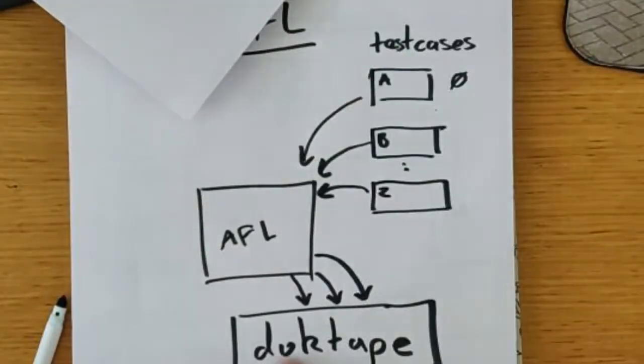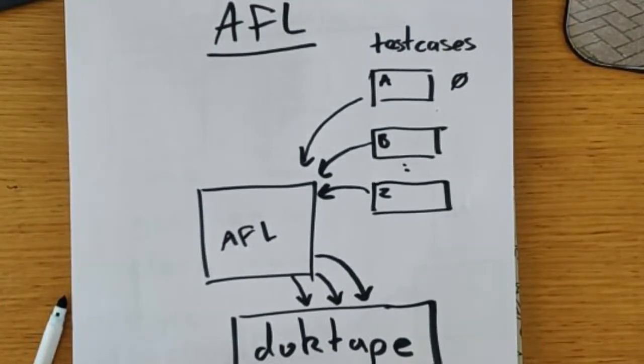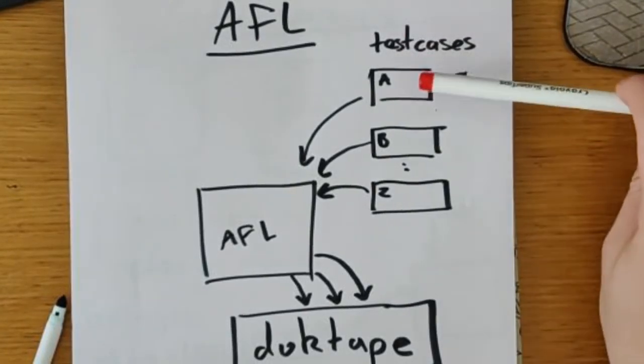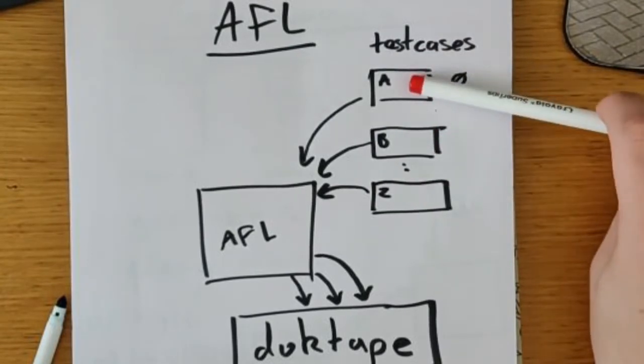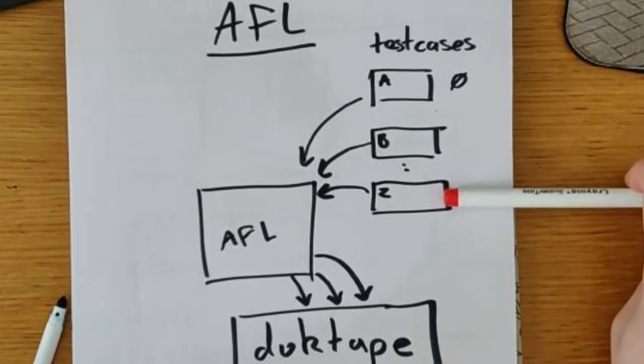I forgot to mention that Duktape is a JavaScript engine processor. I think it's meant to be really small, and I see it a lot in IoT and more embedded devices if they require JavaScript processing. Really small scale thing. So here we've got these test cases, and these test cases can just be a file of all zeros, valid JavaScript, invalid JavaScript.